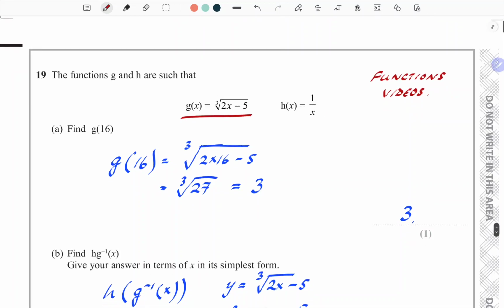So first thing they want us to find is g of 16. So basically put 16 into the function g. Wherever you see an x, replace it with 16. So inside the cube root, we've got 2 times 16 minus 5, so 32 minus 5, 27, cube root of 27, 3. So there's your answer there.